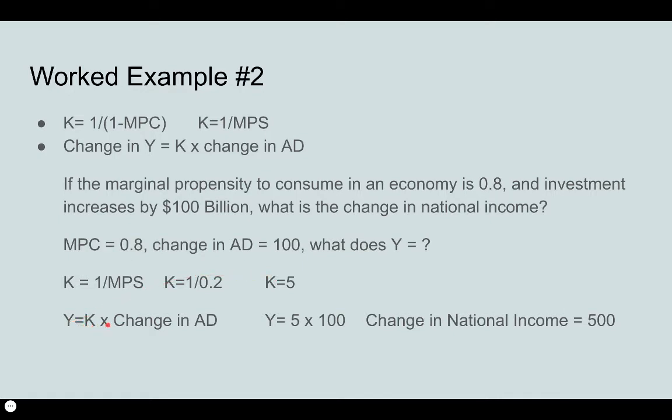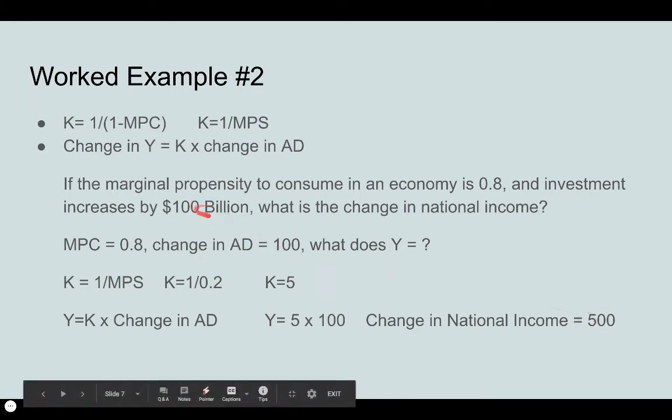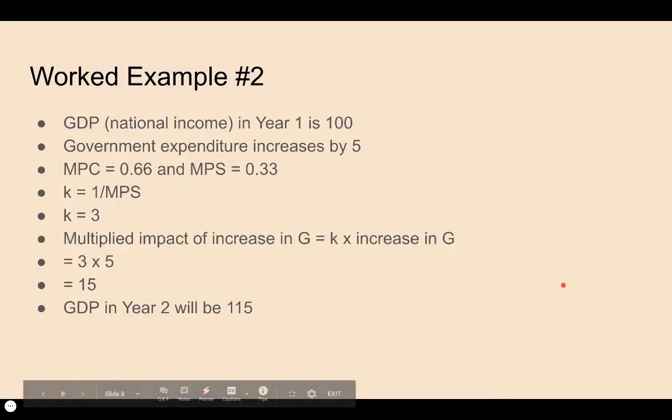Y equals K times change in aggregate demand. So Y equals 5 times 100. So the change in national income in the end is $500 billion. So it's pretty straightforward when we look at it like that. But what you'll find is that in questions, they'll change the information that they give you.